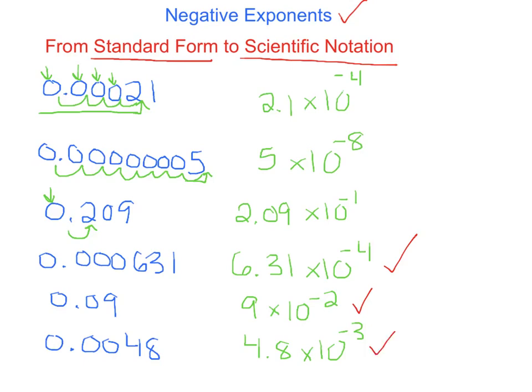So there are all the examples of scientific notation changing back and forth between standard form and scientific notation. Just remember, these are all ways of writing very, very large numbers or very, very small numbers.